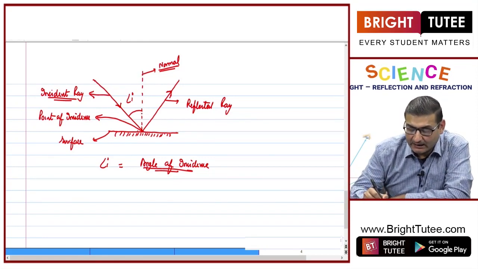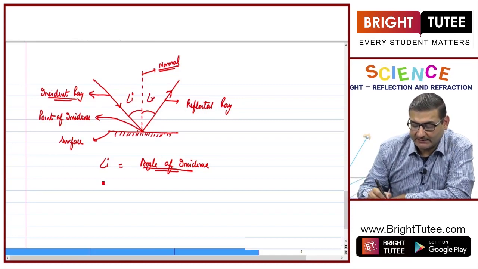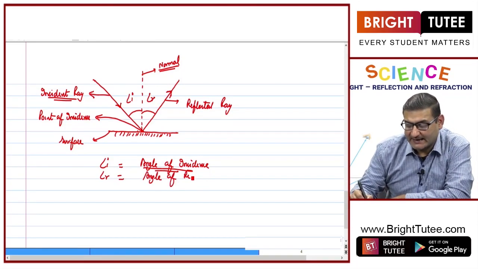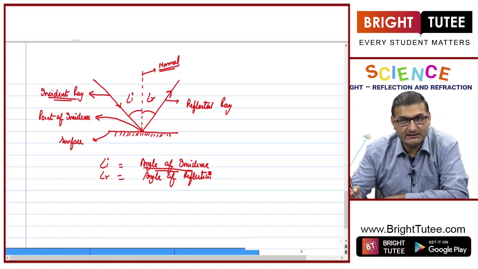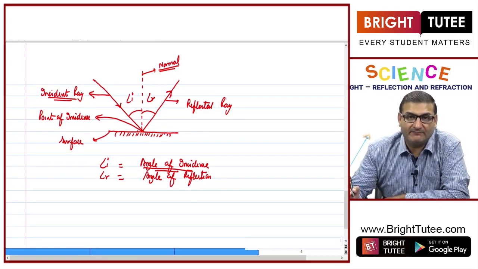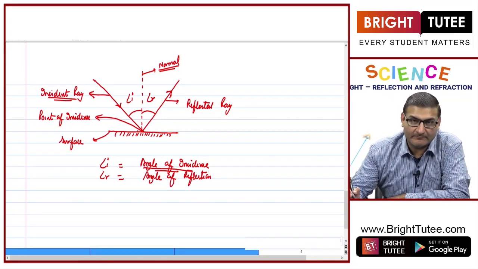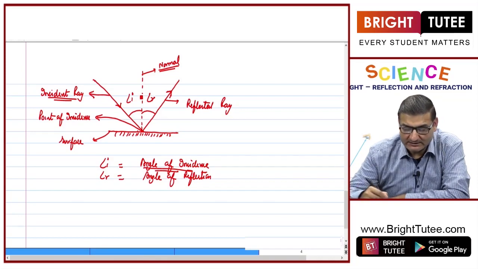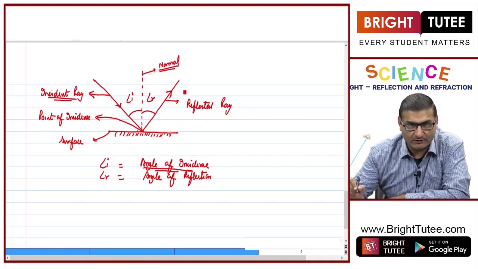And the angle between the reflected ray and the normal is termed the angle of reflection and represented as angle r. Small i and small r. What is the angle of reflection? The angle between the reflected ray and the normal. Clear? So, this is the basic thing that we need to know.